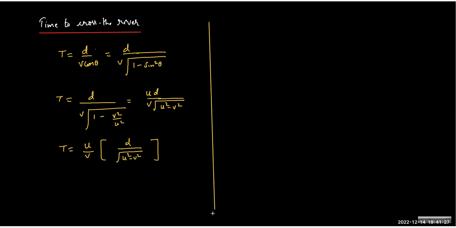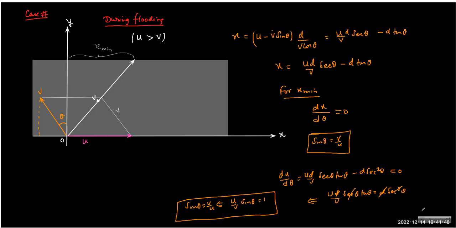But because we cannot avoid drift, as I said, what is the minimum drift here? Tell me, what is the minimum drift? So what is x minimum? You know the formula of x, which we have written earlier, right? And we know the theta also. Can you substitute the sine theta, cos theta and get the answer? What is x minimum?